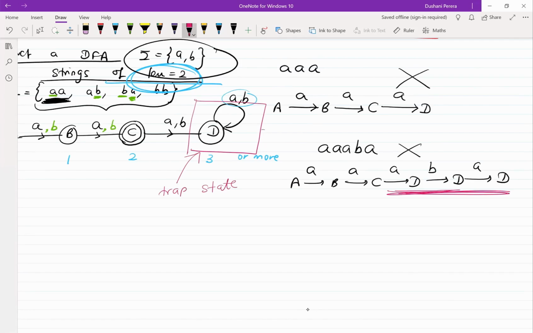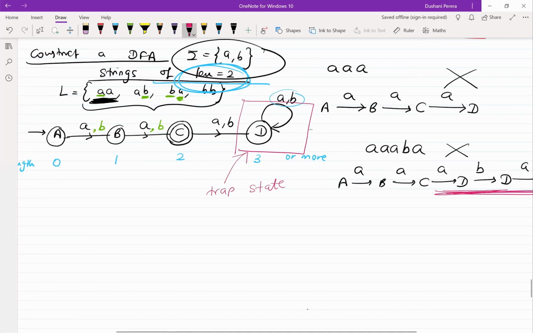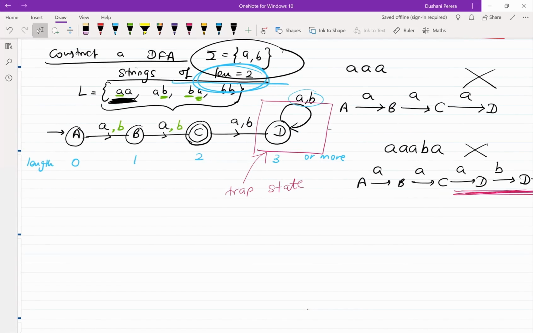A trap state or a dead state. Okay. We use this term in finite automata because there's no coming back to the final state when you go to a trap state. So usually you use a trap state in FAs when you want to show a particular part in the automata which should be rejected, which will reject the strings.